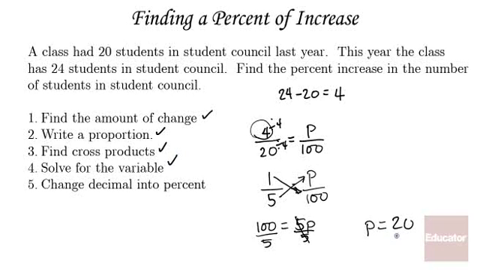So now we have P is 20, and as a percentage, it's going to be 20%. In this case, this already represents a percent, so you won't be changing the decimal into a percent. You already will have percent. Just make sure to include the percent symbol.